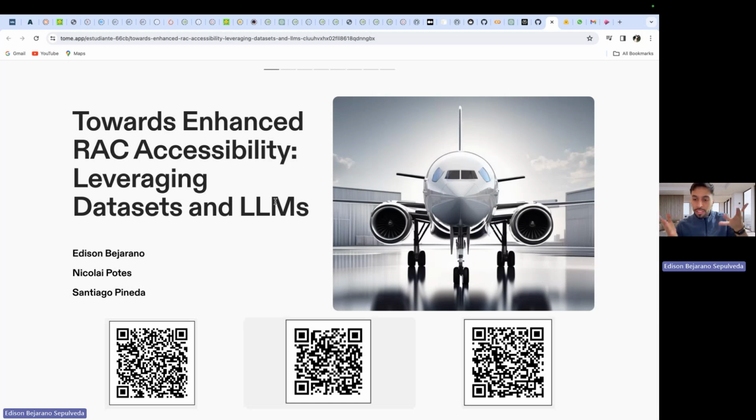My name is Edison, and this project is called Towards Enhanced RAC Accessibility, Leveraging Dataset and LLMs.